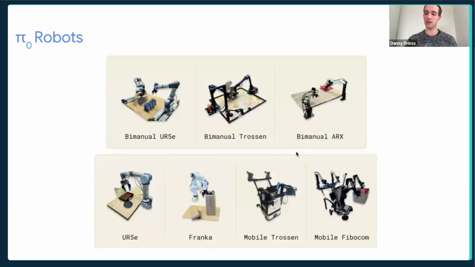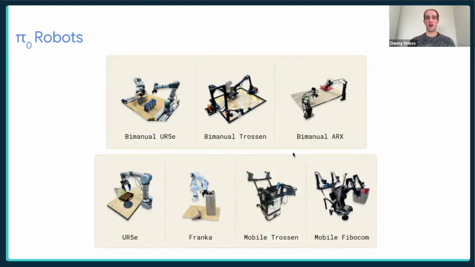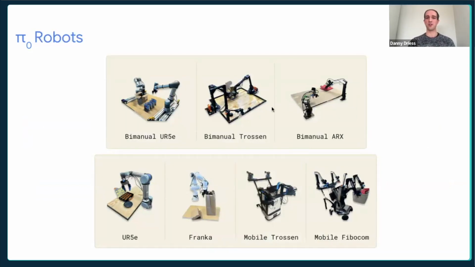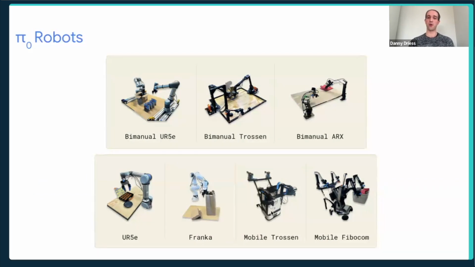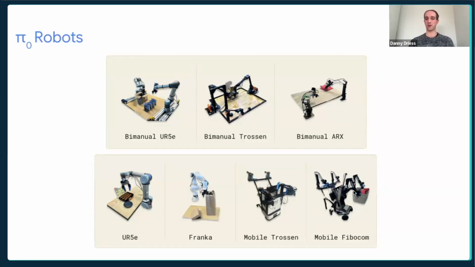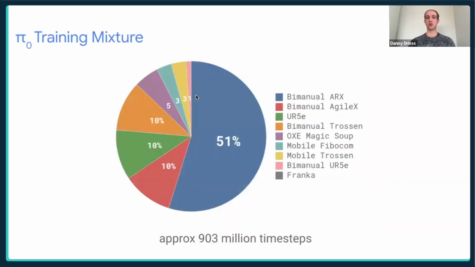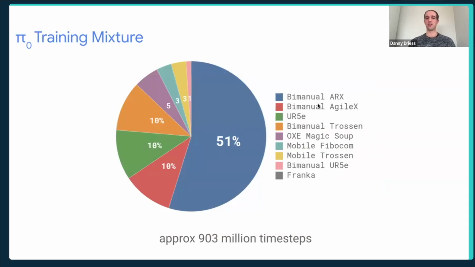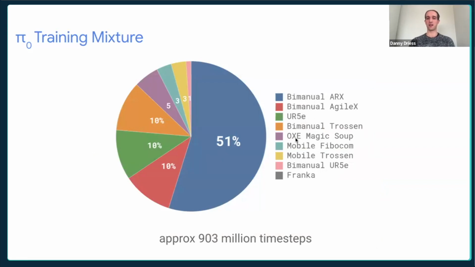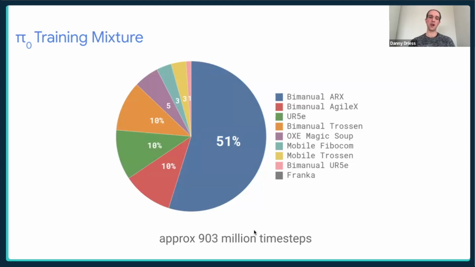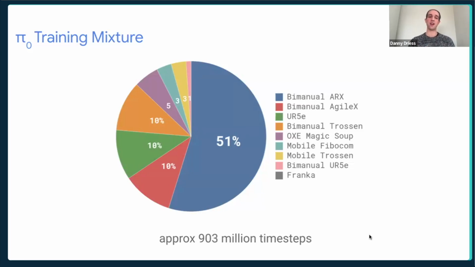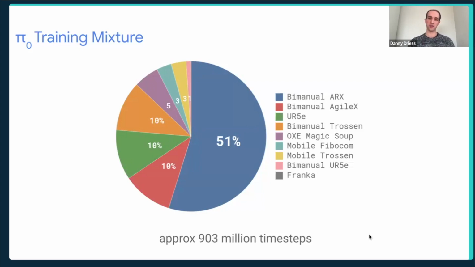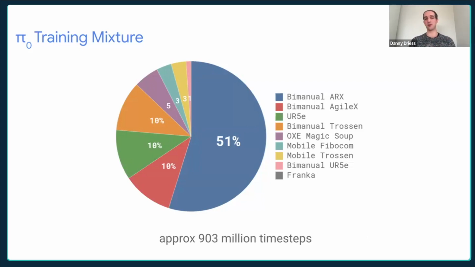How do we train this model? We train Pi0 on many different robots. We have bimanual and single arm robots, and we have mobile manipulators with 2 arms. In the data mixture, the majority of our data was actually from bimanual tasks, and then we also added in the open cross embodiment data as well. This data set was around 903 million time steps. I can't be sure, but we believe that this was one of the largest robot training experiments ever attempted.